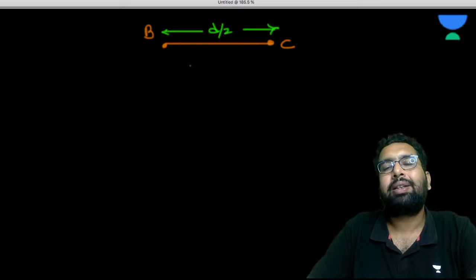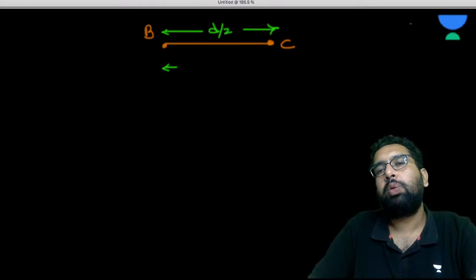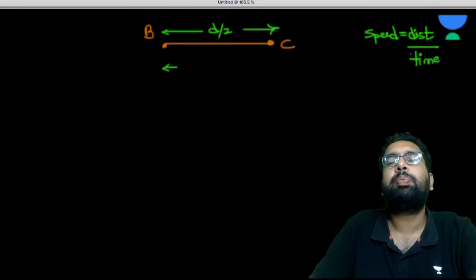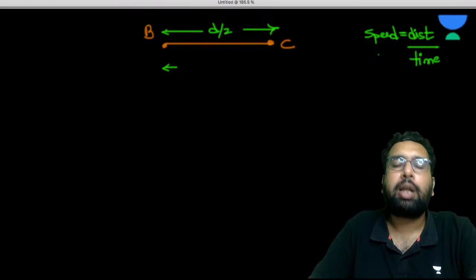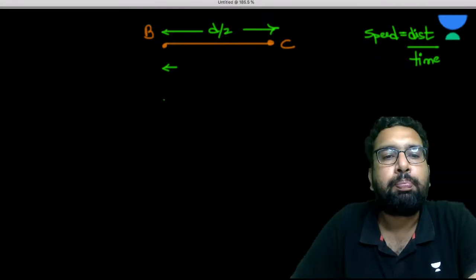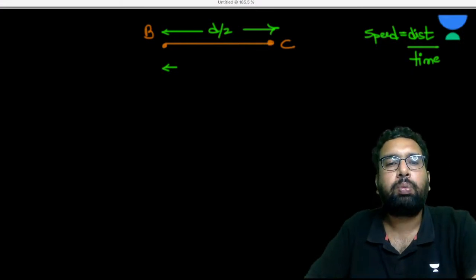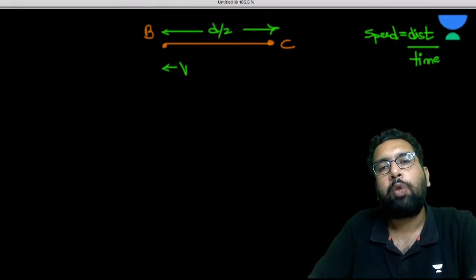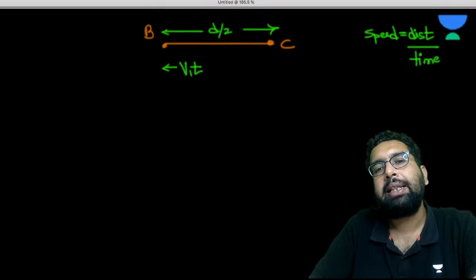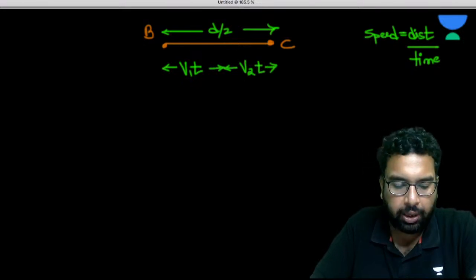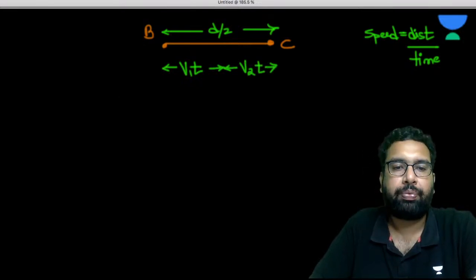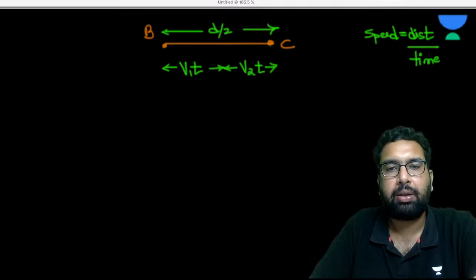So we know speed is equal to distance upon time. This is so simple. We have only one formula: distance is going to be speed into time. Someone has moved at the speed of v1 for the first t time, and then he moved at a speed of v2 for t time only, and he reached point C. This is what it means, na? Please answer me, yes or no.